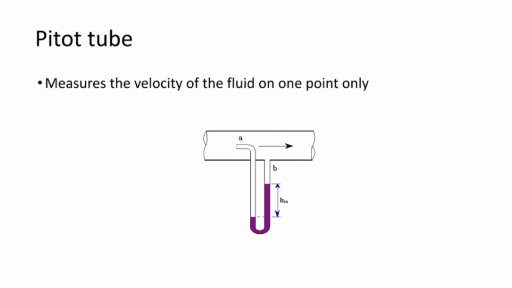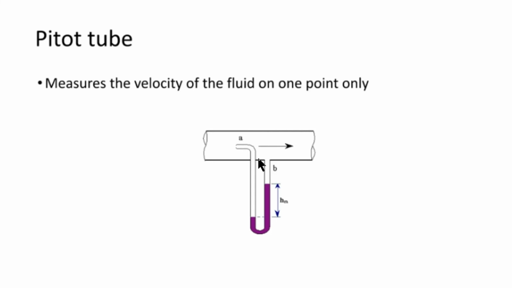As mentioned earlier, insertion point meters only measure the velocity of the fluid at one point. A good example of insertion point meters are Pitot tubes. This is an example of a Pitot tube. As you can see, it's simply a U-tube manometer wherein one of the openings of the manometer is directed at the center of the flow in the pipe. So you are only measuring the velocity of the fluid at the center point in the pipe, and we can simply use some correlations to determine the average velocity in the pipe.